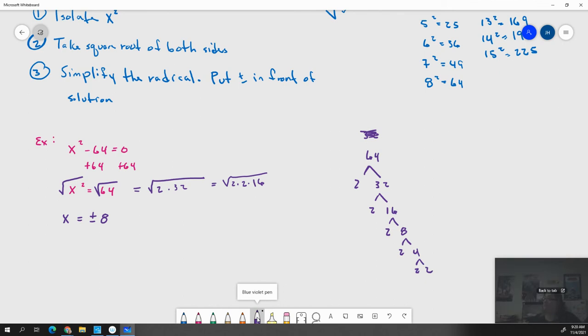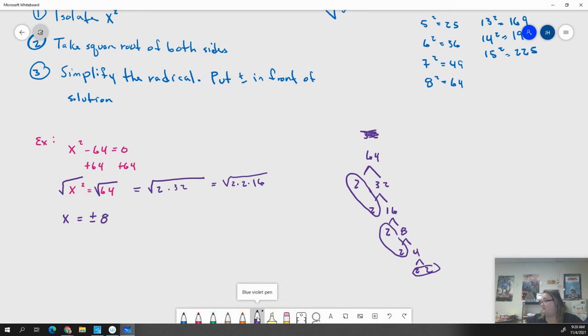And what are we talking about when we look at perfect squares? When we're talking about squares, it means what pairs of something can I pull out? What pairs of factors? Well, here I can pull out one set of 2's, another set of 2's, another set of 2's, right?